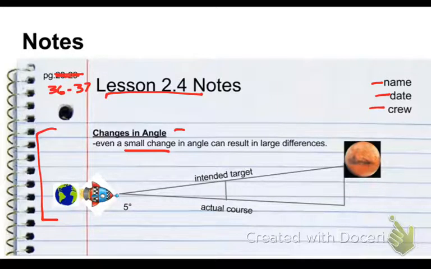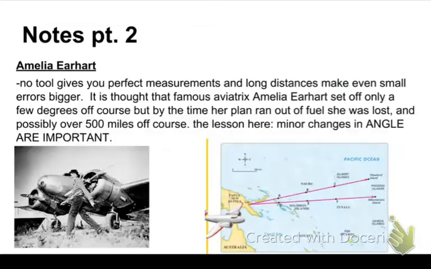Which brings us to the story we find on page 36 and 37. The story on page 36 and 37 concerns Amelia Earhart. Now, the important thing to look at here is that no tool will give you perfect measurements. And long distances make even small errors seem much, much bigger. It's thought that the famous aviatrix, and that's a fantastic word we don't use anymore. Aviatrix means a lady pilot. It's a female form of aviator.